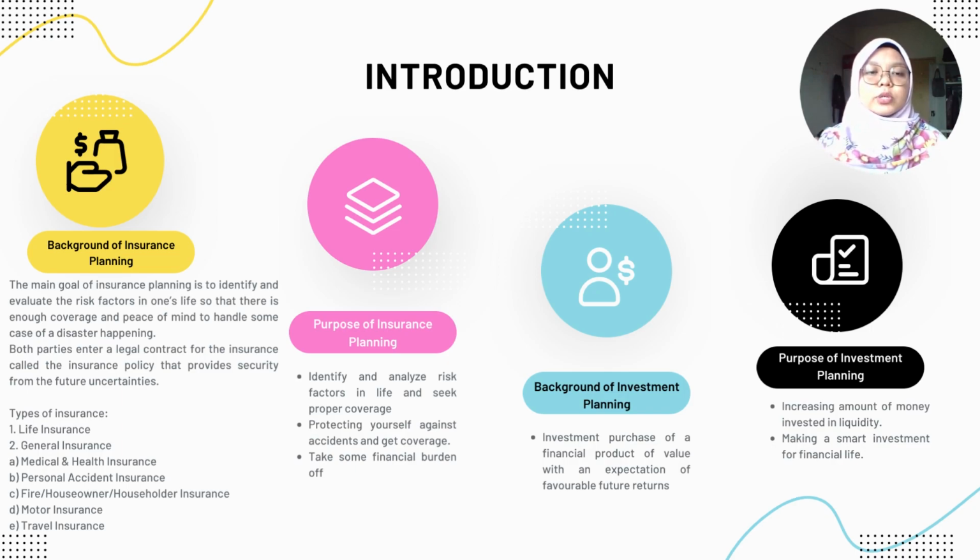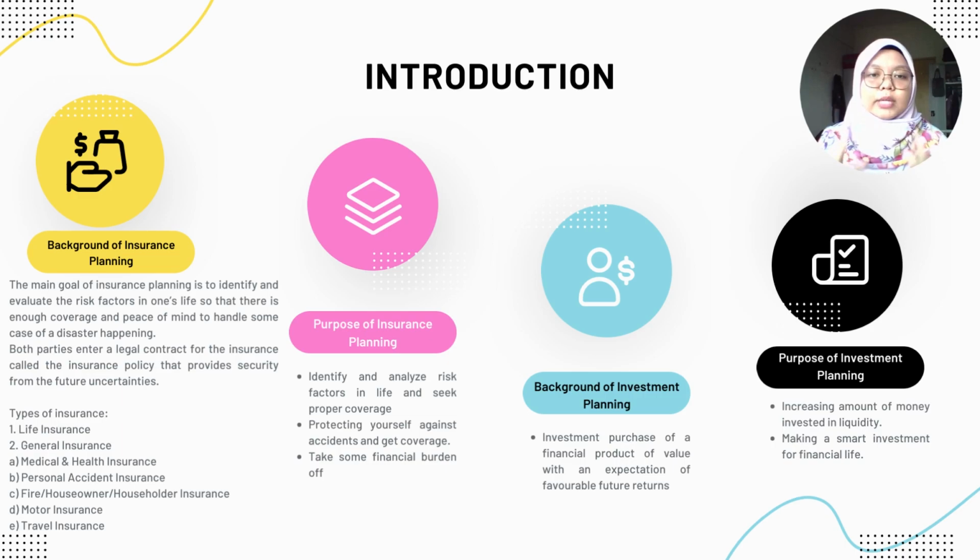So, the main goal of insurance planning is to identify and evaluate the risk factors in one's life so that there is enough coverage and peace of mind to handle any disaster that happens. Like I said, both parties enter a legal contract called the insurance policy. There are two types of insurance planning, which are life insurance and general insurance. Next is the purpose of insurance planning that we chose: to identify and analyze risk factors in life and seek proper coverage.